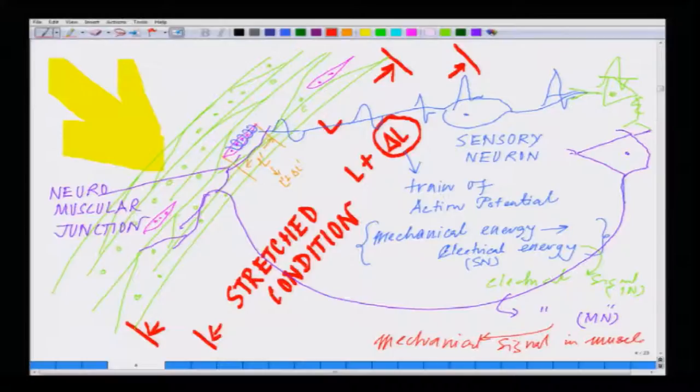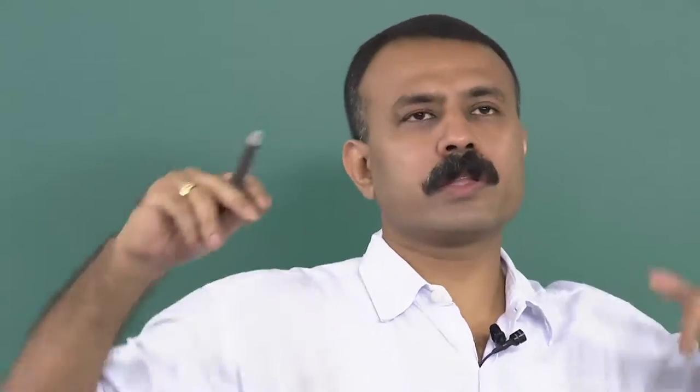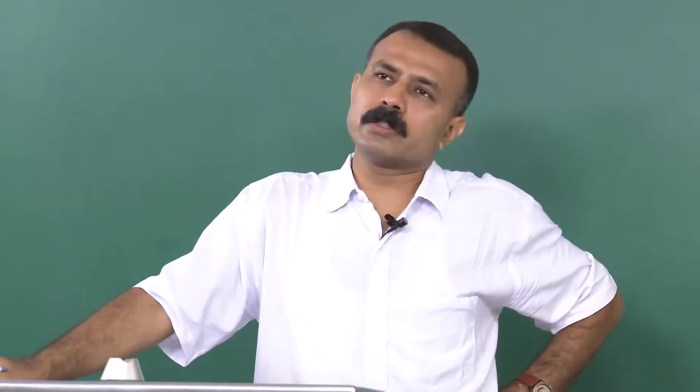Essentially, the train of electrical impulse sent by the motor neuron is telling the muscle: if the signal conveyed by the sensory neuron was the signal of plus delta L change in length, then this mechanical signal sent by the motor neuron to the muscle essentially tries to tell it minus delta L. So, the first set of electrical stimulus from the muscle, after the stretch and the increase in delta L length, is conveyed to the spinal cord motor neuron via interneurons.